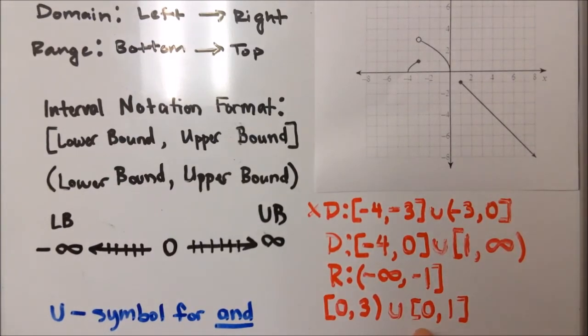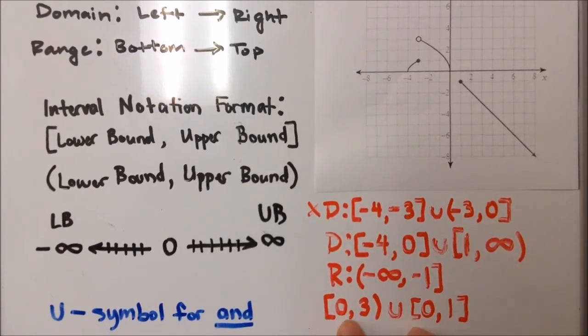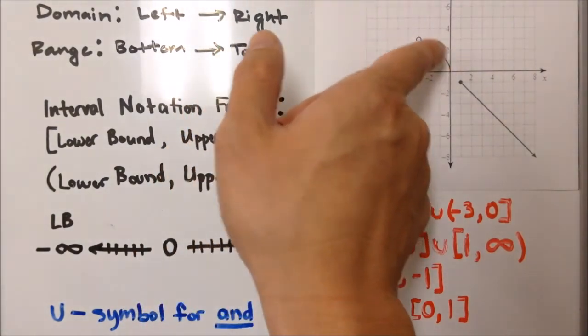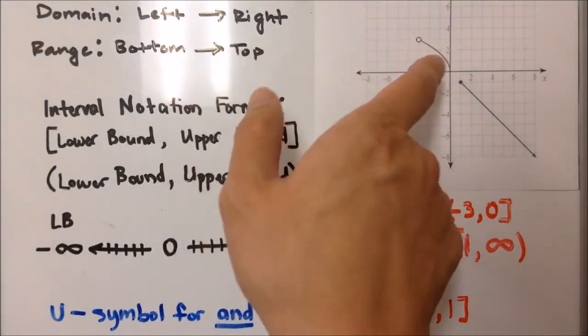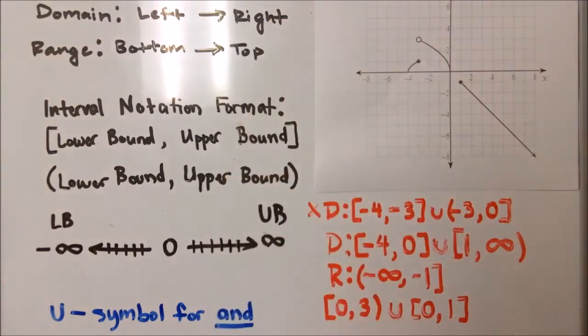Now, the reason I said that there's a possibility of combining these two ranges as one was because both of them have 0, and 1 is between 0 and 3. So technically, I didn't have to write two ranges. I could write it as one. If you see two graphs that overlap each other in terms of the y-axis, you can write these two ranges as one.